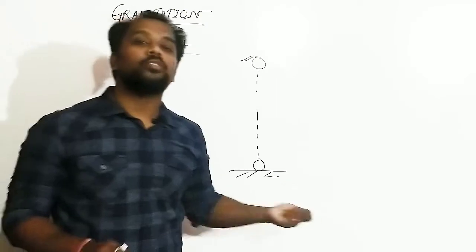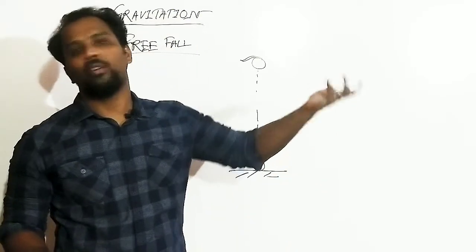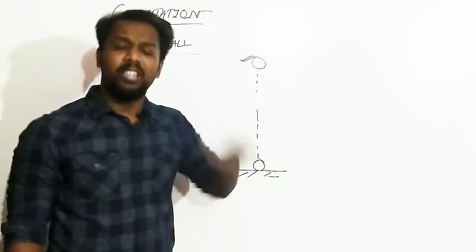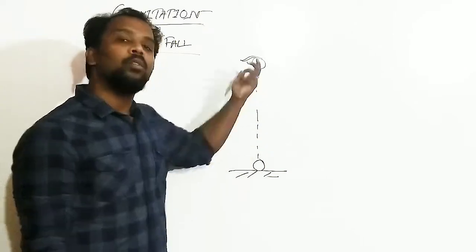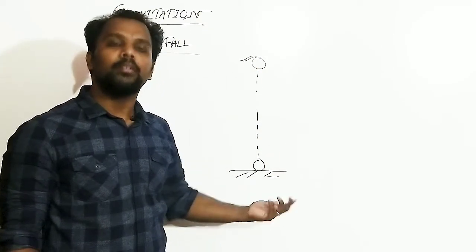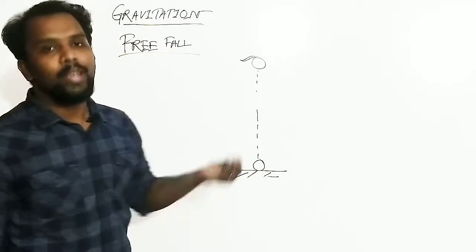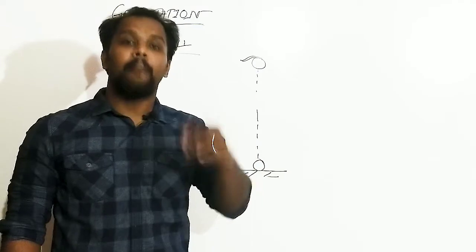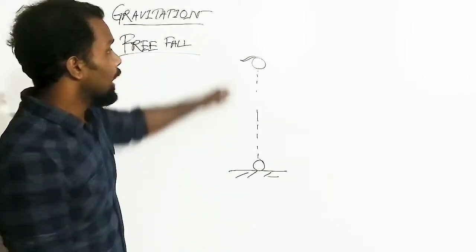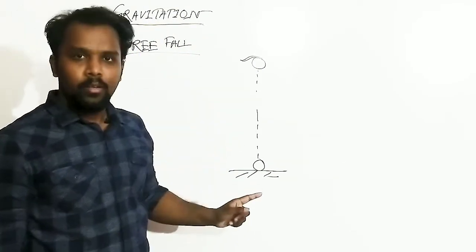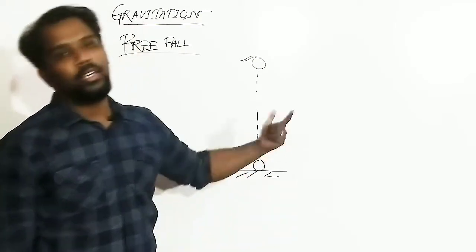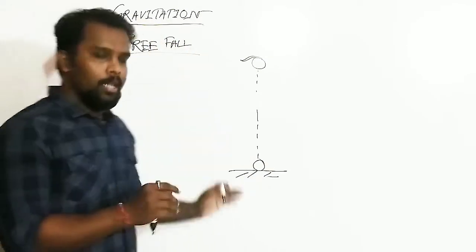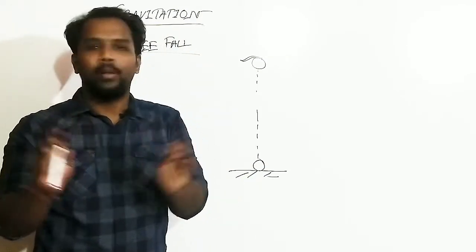If there was no gravitational force, what is going to happen? That ball was going to float in the air. But since the gravitational force is present in this scenario, that ball is going to be attracted by the ground, right? So that's why we can say that it is free from external forces and free from forces applied by some external sources. That's why this falling due to the gravitational force only is known as free fall.